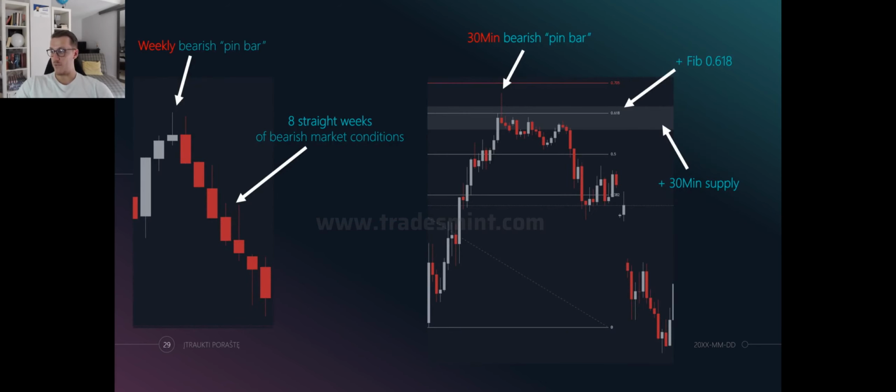On the left, we have a weekly bearish pin bar. What happens next? 8 straight weeks of bearish market conditions. So this is how we look. This is how we gather our information. This is how we set overall bias.